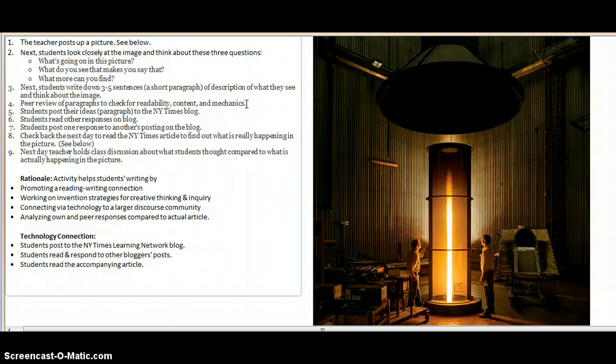Then the nice thing about this particular activity is it actually has a technology connection in which students can go ahead and log into the New York Times blog. It's not a paid subscription, so they can just log into the Times there. And then what they can do is create a post of their ideas of what they think this picture is representing, or what's happening in the picture.